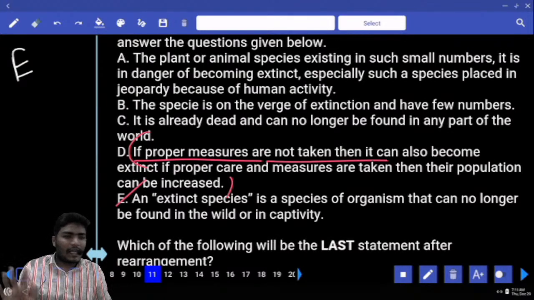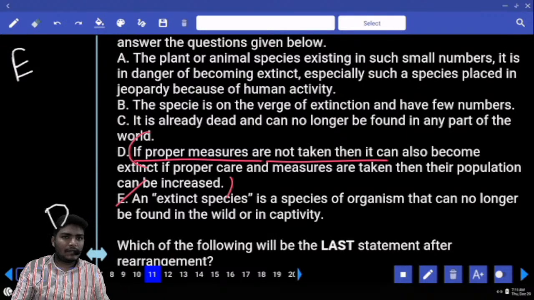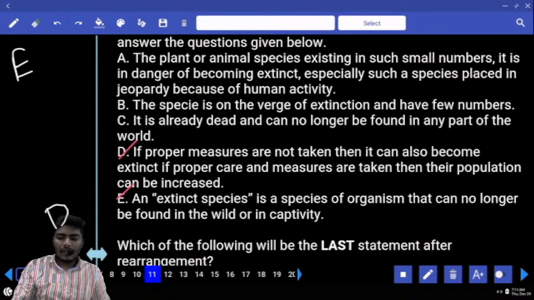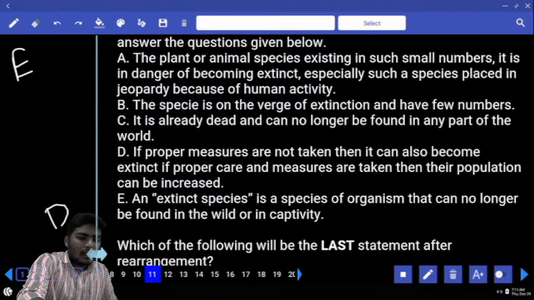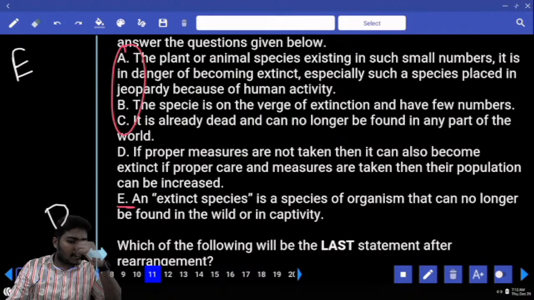Proper measures should be taken. Now, this is a solution. Does a solution come in the beginning or at the ending? Most probably D must be at the ending. D must be the last sentence because it gives some suggestion at last. So we can frame E as the beginner and D as the ending sentence, and the remaining sentences are A, B, C.